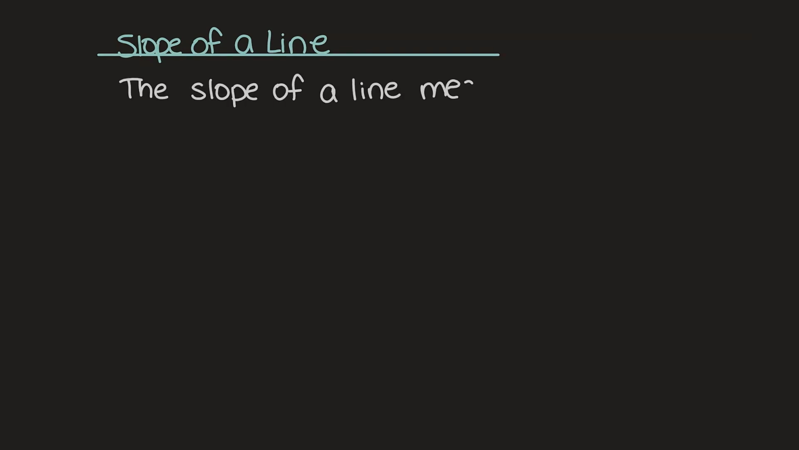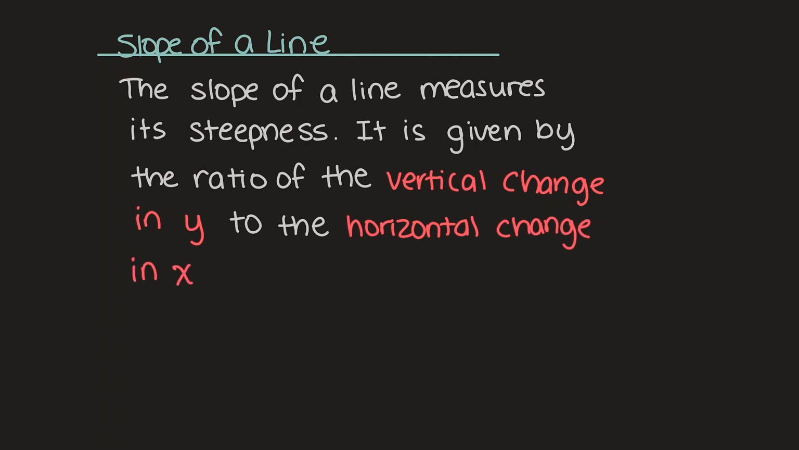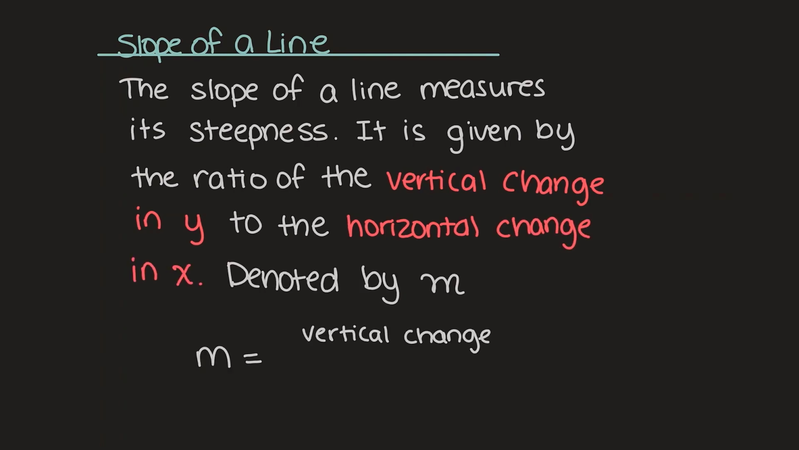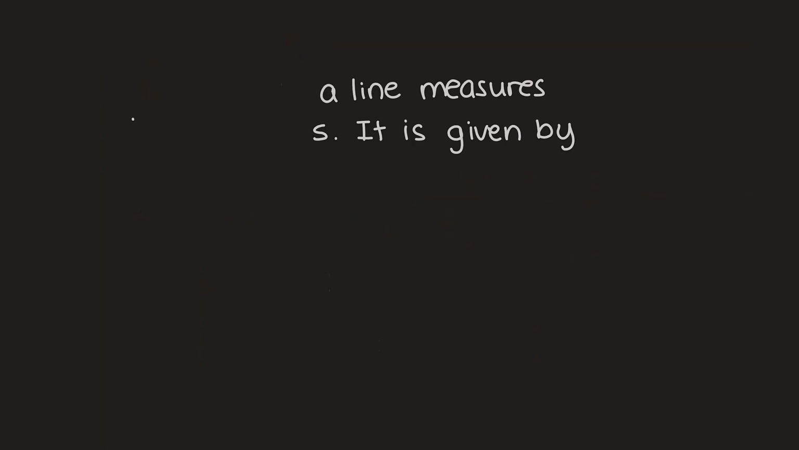So the slope of a line measures its steepness, and it is given by the ratio of the vertical change in y to the horizontal change in x. And this is denoted by m. Let's explore this with an example.